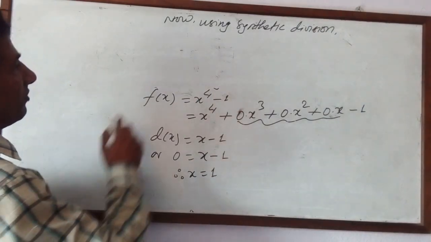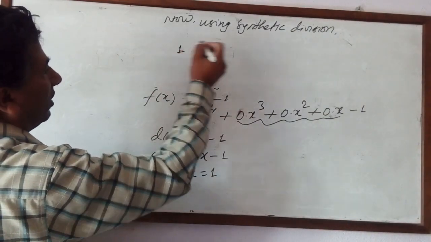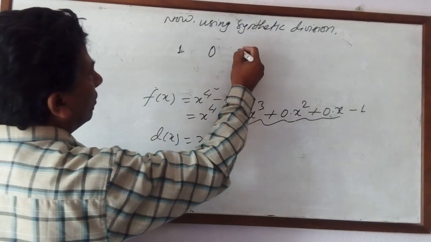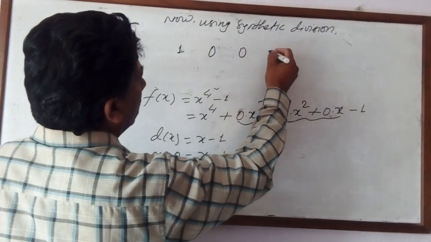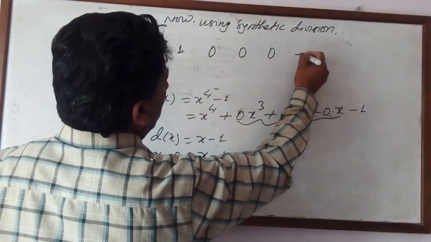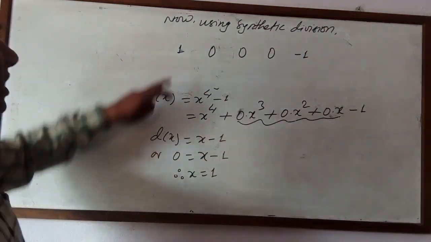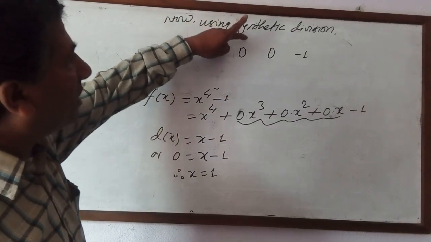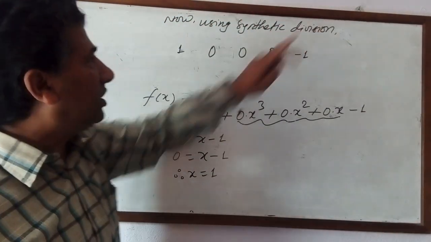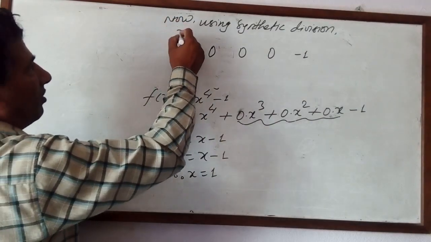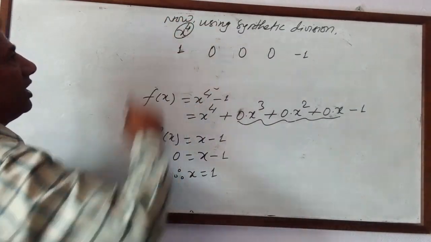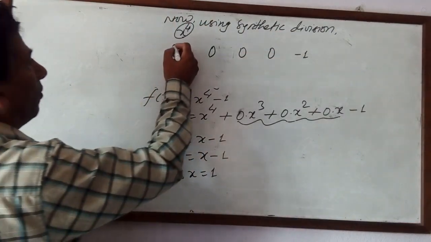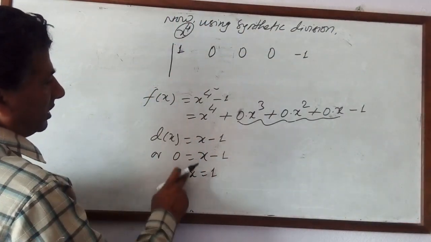Now I write the coefficients first. 1. Give space. Write 0, 0, 0, minus 1. Now you have to understand, these are the coefficients of x power 4, x power 3, x power 2, x power 1, x power 0. I didn't write x power here. It is not necessary to write it, just to make it clear I mentioned it. Now this side I write x. What is the value of x?